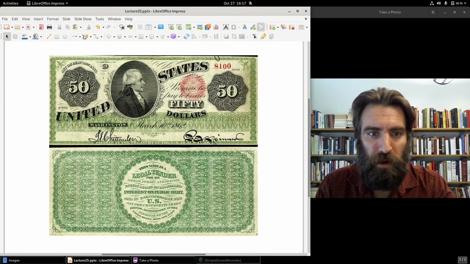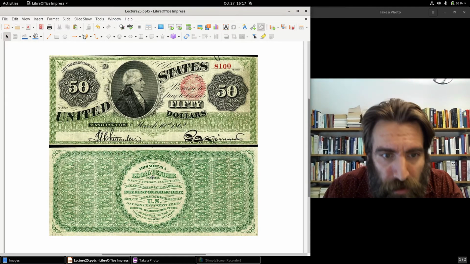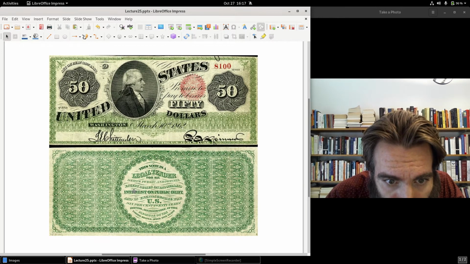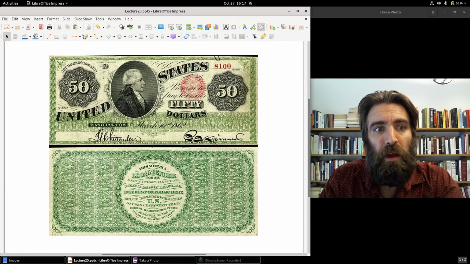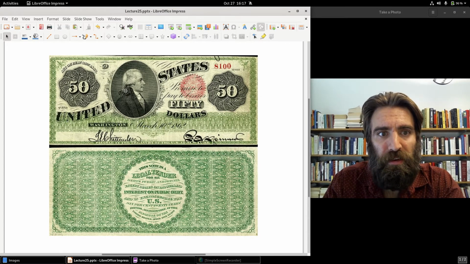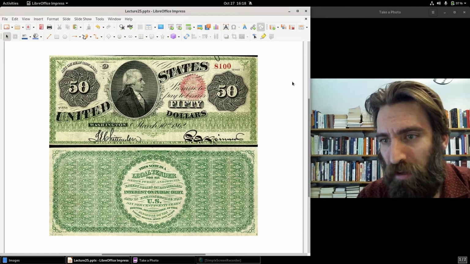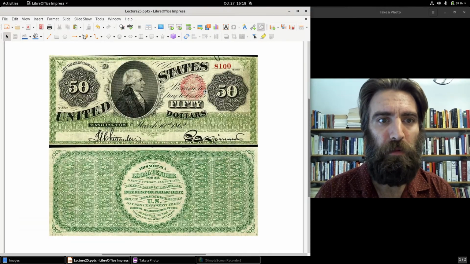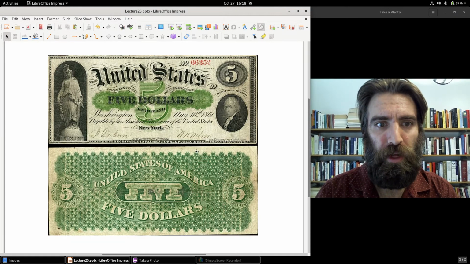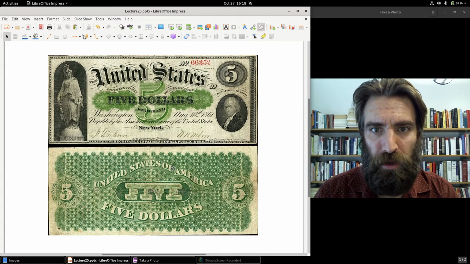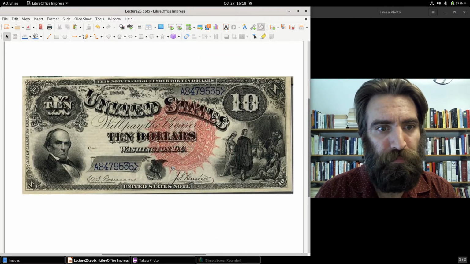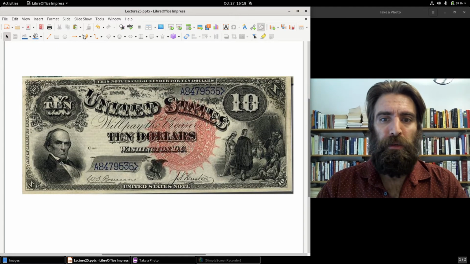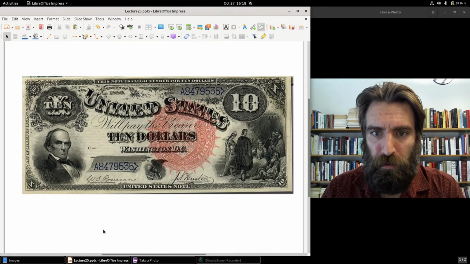And here's some more greenbacks. See why they're called greenbacks. This note is a legal tender for all debts, public and private. United States, $50. There's Alexander Hamilton. It's interesting, the different figures they put on the greenbacks. Lincoln, Hamilton. There's another $5 note. $10 note. Daniel Webster, big wig.